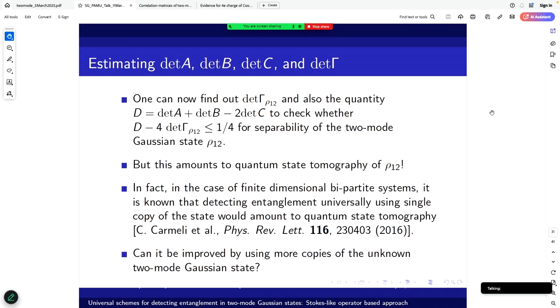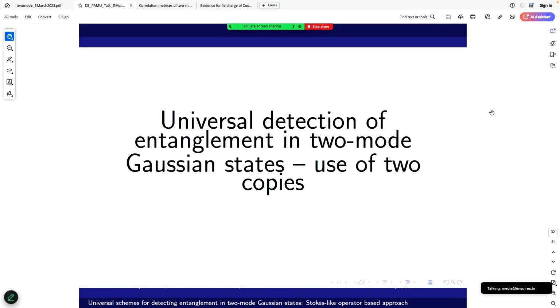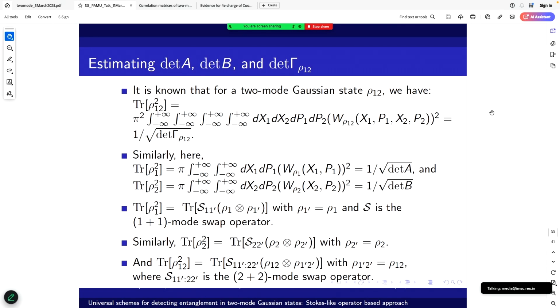So, the question is, can you improve it so that it will detect entanglement, but not the state itself? So, it will not amount to state tomography. That is the question, and that has some answer. It may not be the best answer, but this is the answer.